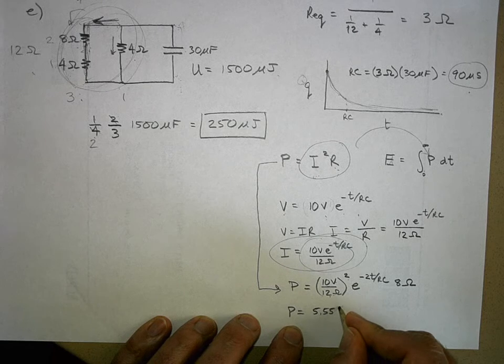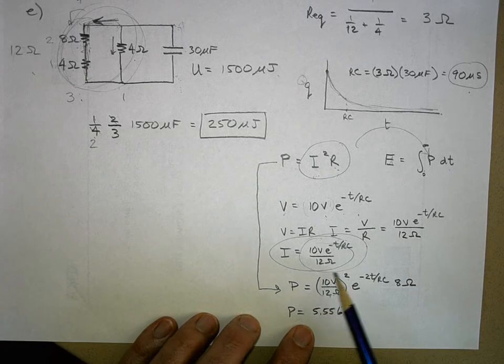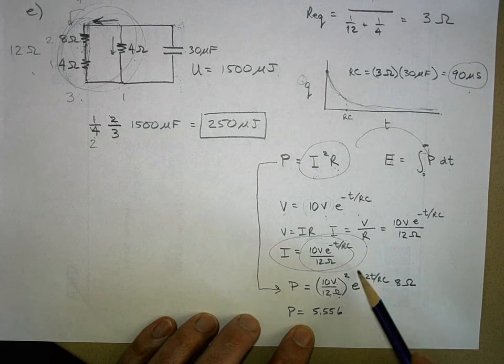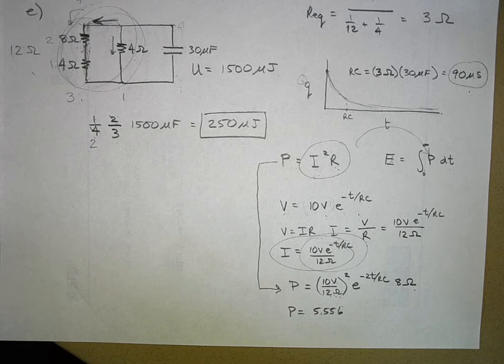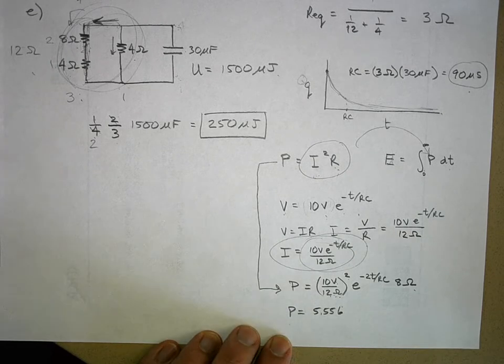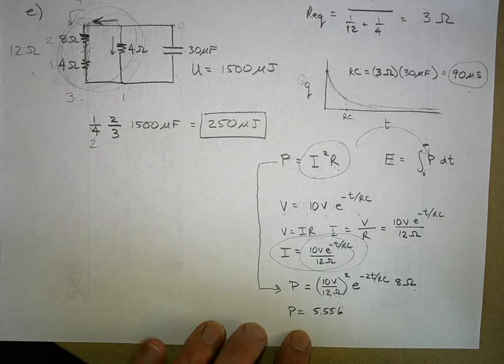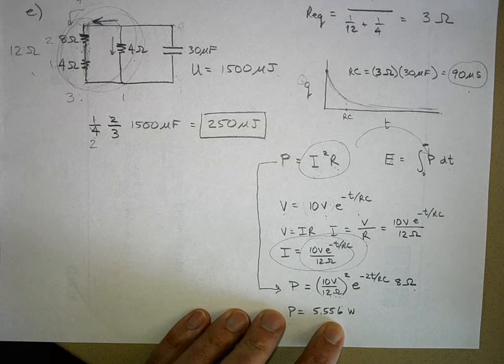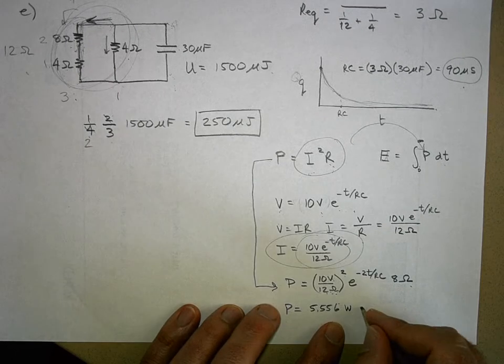And by the way, what are the units for this going to be? Volts divided by ohms, that's amps, amps squared times ohms. What units is that going to be? Or you can just look at it. What does it have to be? It has to be in watts, right? Because we're calculating power. I squared R turns out to be watts. So this is 5.556 watts, okay, times this exponential function.